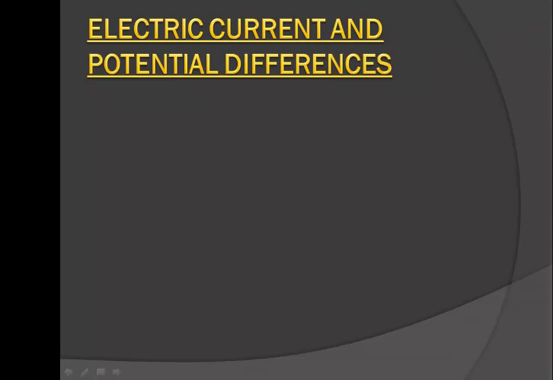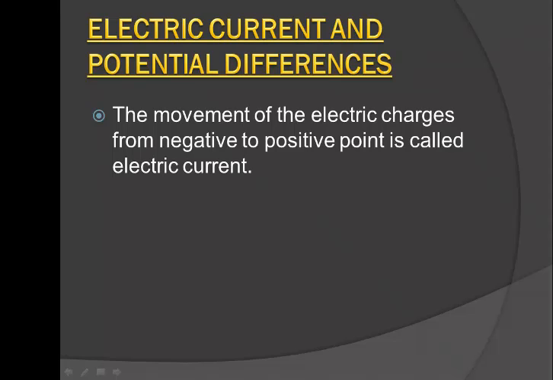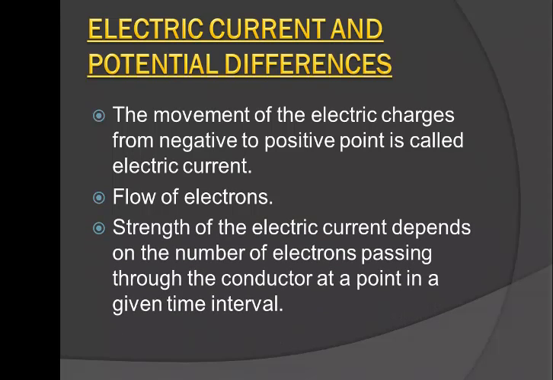Our next topic is electric current and potential difference, but first we will define what electric current is. We discussed it before also. We can say that the movement of electric charges from the negative to the positive point is called electric current. So the charges are attracted towards the positive end and we provide them with some energy. Also, we can say that the flow of electrons is known as electricity.